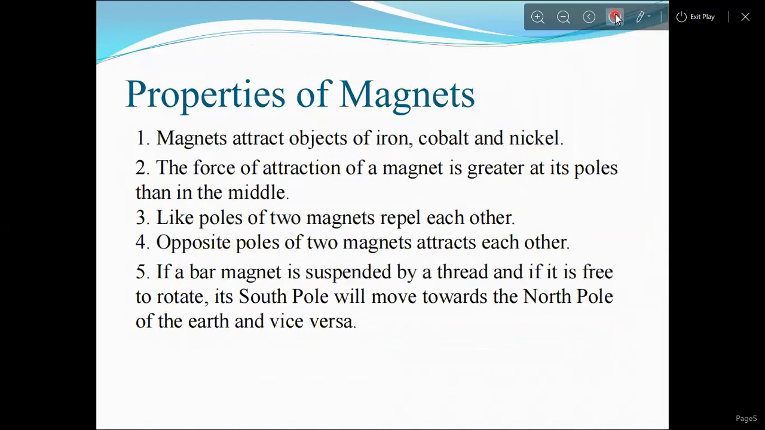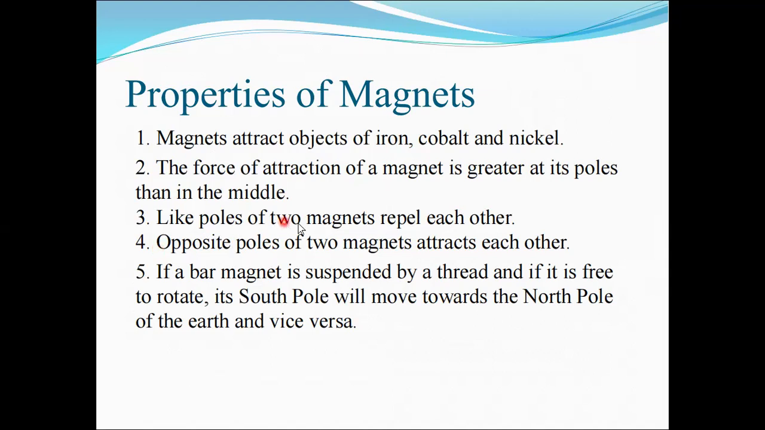Now, what are the properties of magnets? There are 5 interesting properties of magnets. Magnets attract objects of iron, cobalt, and nickel. That means metallic substances are attracted by magnets. The force of attraction of a magnet is greater at its poles than in the middle, because there are a south pole and a north pole on a magnet. So in the middle there will be no attraction.